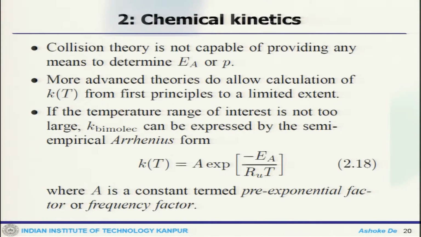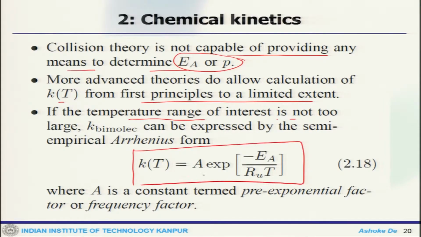Now, one may look at this collision theory and see that it is not capable of providing any means to determine EA and P. So, collision theory does not do that. That means one needs more advanced theories to allow calculation of kT from first principles to a limited extent. Now, if the temperature range of interest is not too large, then this bimolecular rate constant can be expressed by the semi-empirical Arrhenius form. That means kT can be expressed as A into exponential of minus EA by RT, where A is the pre-exponential factor or frequency factor.